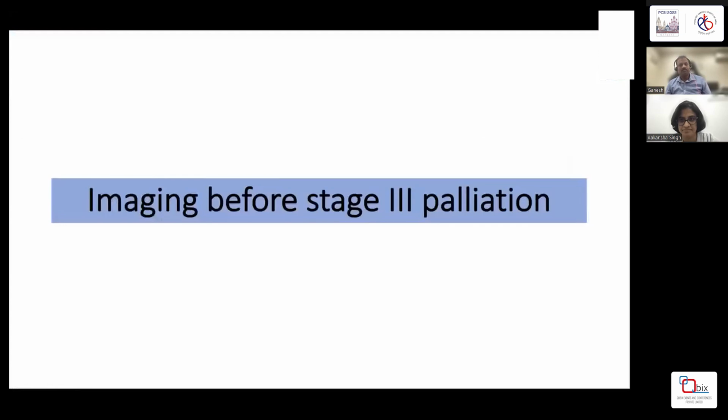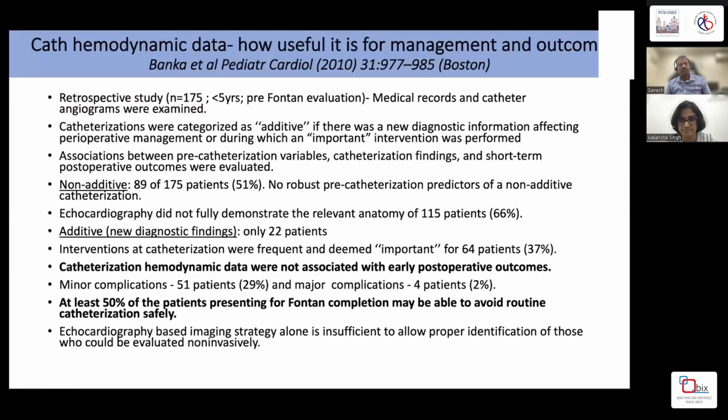Moving on to imaging before stage 3 palliation. When it comes to investigations before Fontan, many centers, including ours, do cardiac cath. Now the question is, is it really useful in management and outcome?